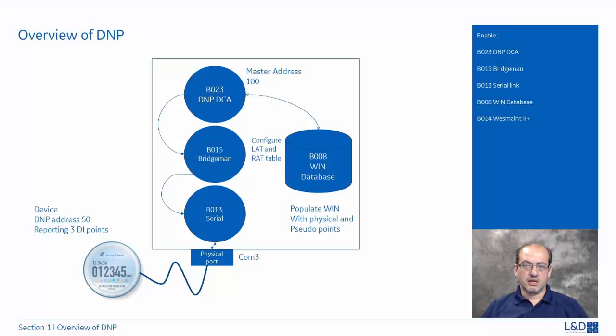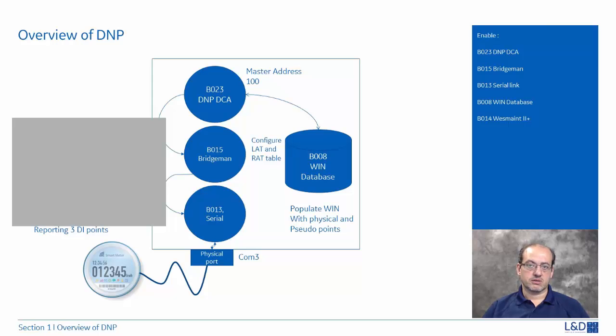So at this point, our IED with address 50 and 3 digital inputs is set up and ready to report. Okay, we're going to connect it to physical COM port 3. And for this lab, we're going to set up the DNP DCA as an address 100. Of course, we're going to configure the local application table and the remote application table similar to the previous setup. And the points are going to go into the Win database. In the Win database, the points will be populated along with the pseudo points. Right, so let's get to it.